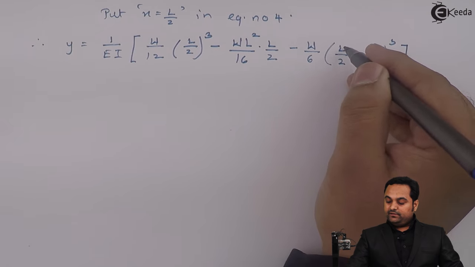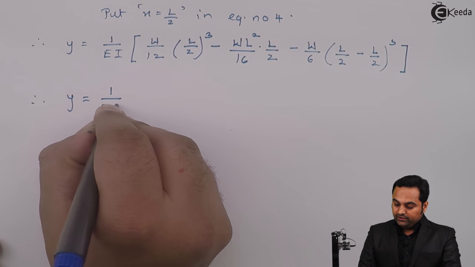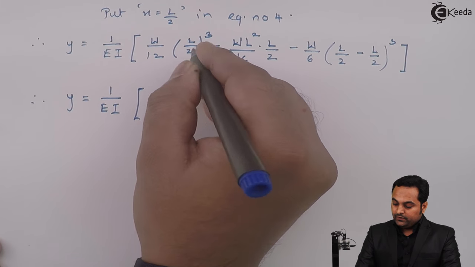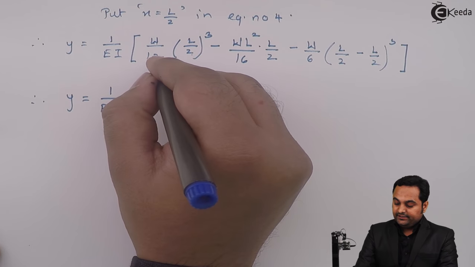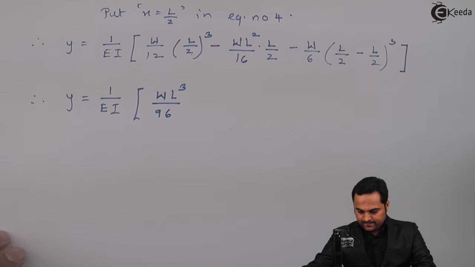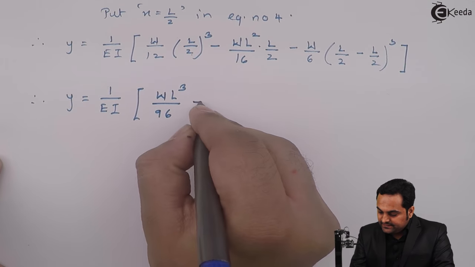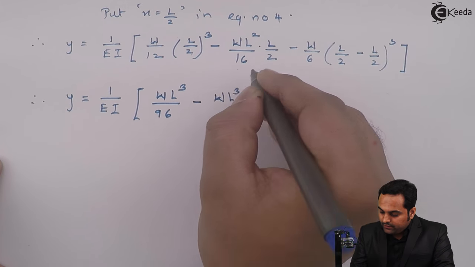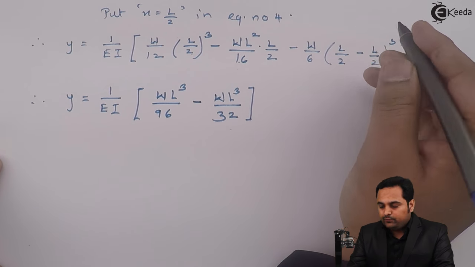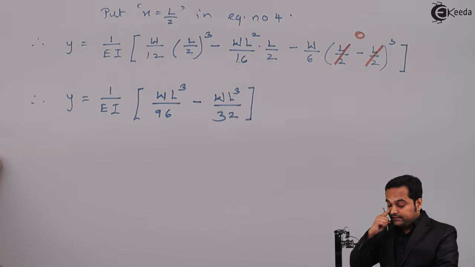From the last term, it is clear L by 2 minus L by 2, this will become 0. So y is equal to 1 upon EI, this will be W into L cube, this 2 cube, that becomes 8, and 8 into 12, that becomes 96. So now here I'll simplify this. The first term was WL cube by 96 minus WL cube upon 32, 16 into 2. And this last term is already 0 because L by 2 minus L by 2 would be cancelled. So no need to write this term.